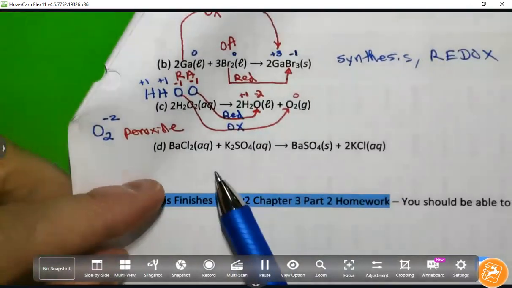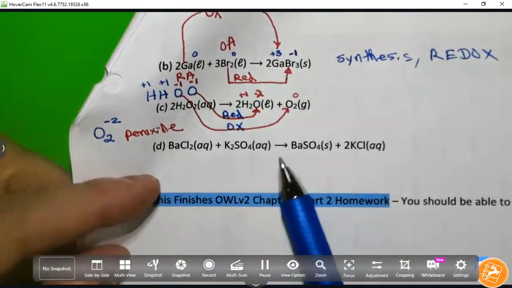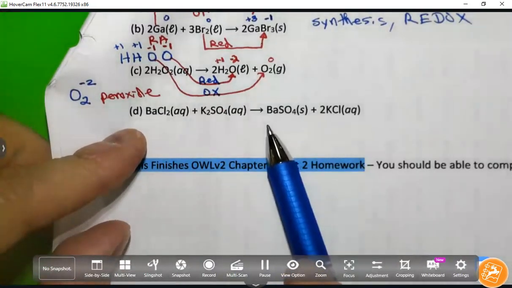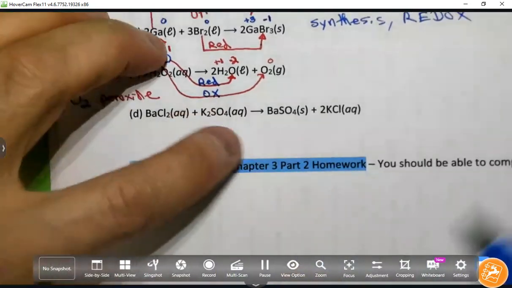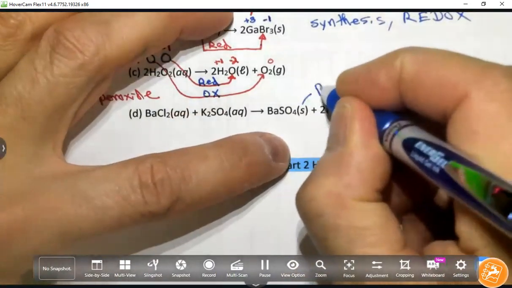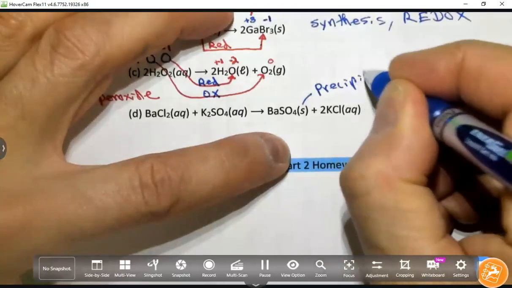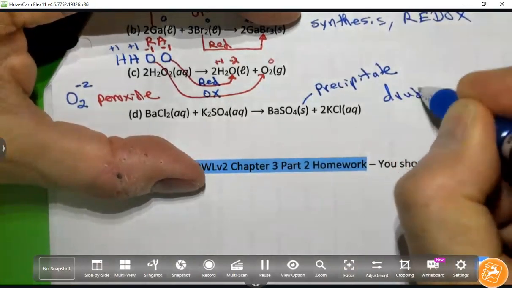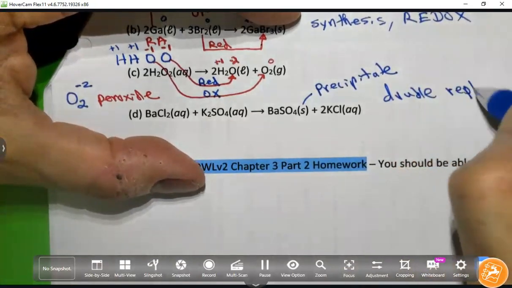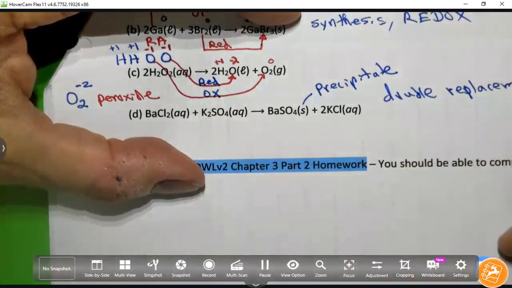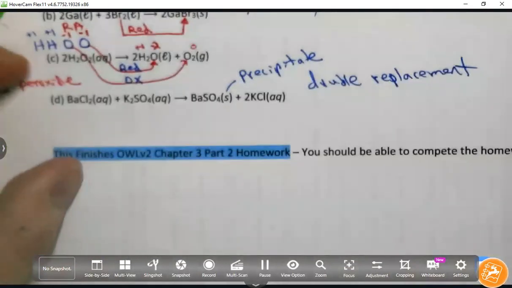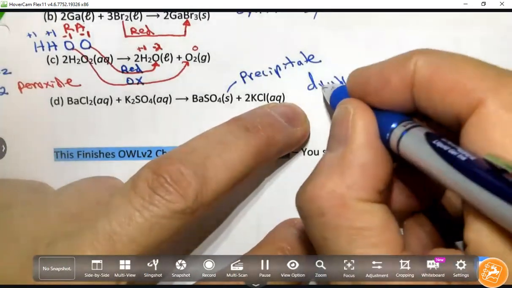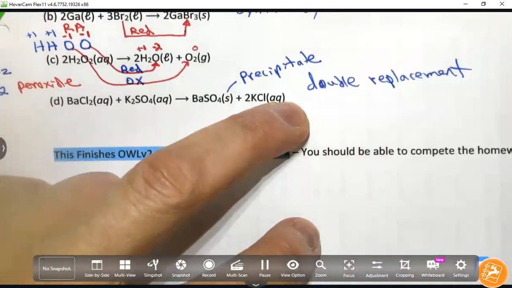All right, in letter D, what do we got? What type of reaction is letter D? This is exactly this week's lab. This is a precipitate. This is double replacement, double displacement, or metathesis. All the same thing. Double replacement.